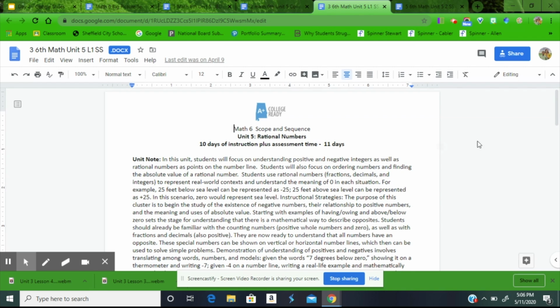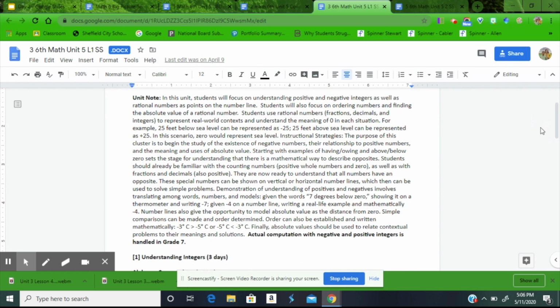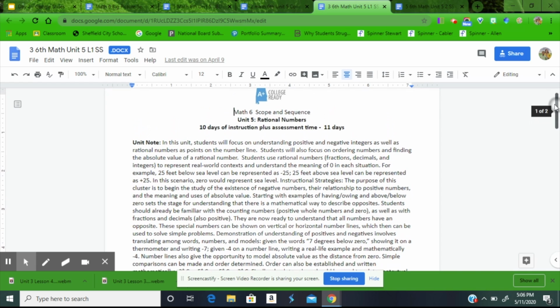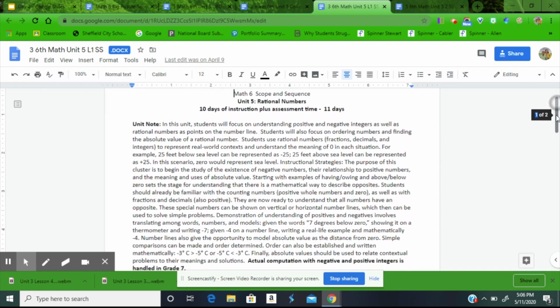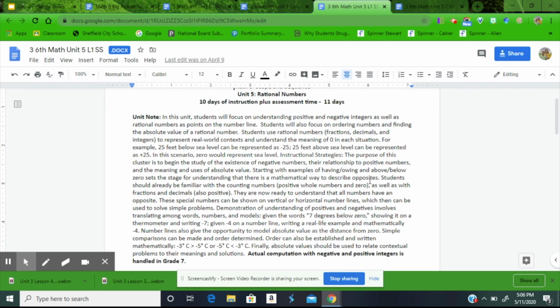Moving on, here is the Lesson 1 Scope and Sequence, and the reason I show you this is because it contains the unit note. Notice again, it says at the top, 10 days of instruction plus assessment time is 11 days for this unit. Take a moment, pause the video, read through your unit note, and then we'll go back to the scope and sequence for Unit 5, Lesson 2.